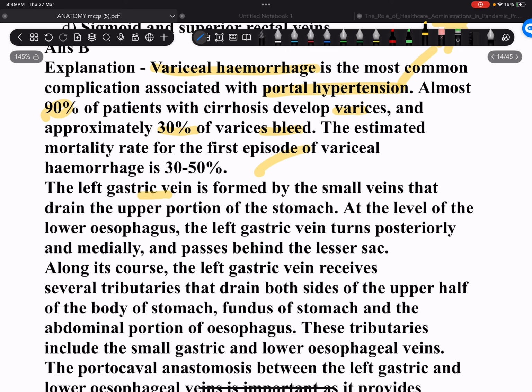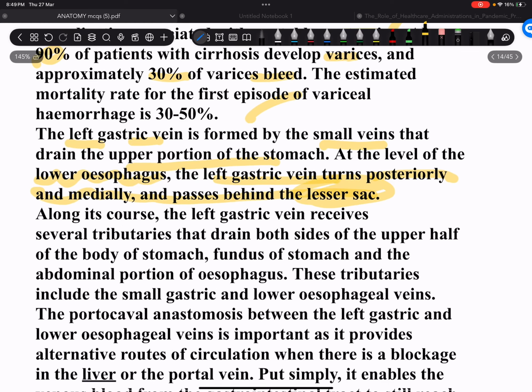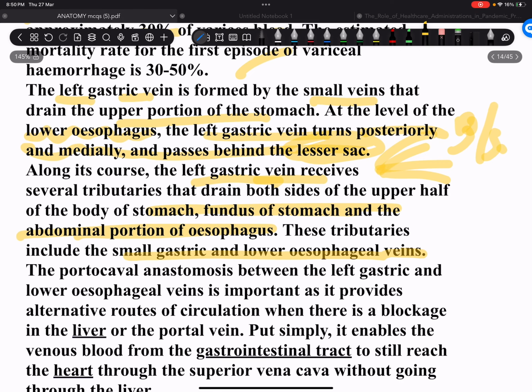The left gastric vein is formed by the small veins that drain the upper portion of the stomach at the level of the lower esophagus. It turns posteriorly and medially and passes behind the lesser sac. Along this course it receives several tributaries, which drain both sides of the upper half of the stomach, the fundus, and the abdominal portion of the esophagus. These tributaries include the small gastric and lower esophageal veins.